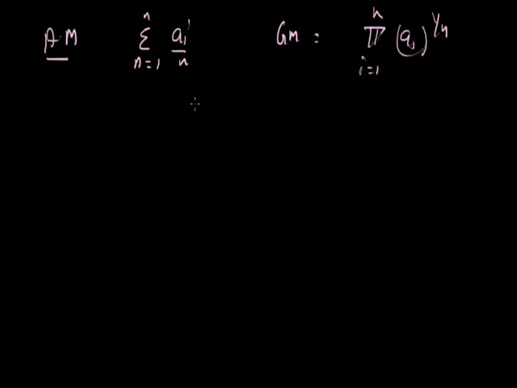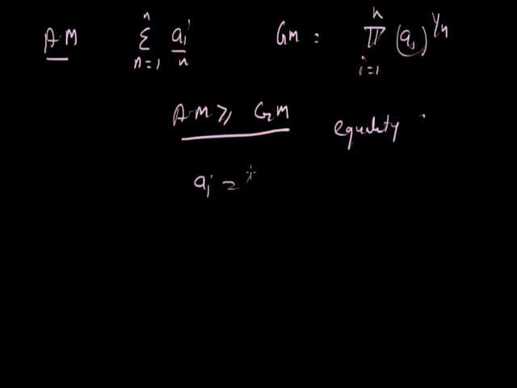So in conclusion, we can say the arithmetic mean is the summation of ai for i equal to 1 to n, divided by n, and the geometric mean is the product of ai for i equal to 1 to n, raised to the power 1 by n. It says that the arithmetic mean is greater than or equal to the geometric mean. And equality holds only when all the terms ai are the same, that means a1 equal to a2 equal to a3 and so on up to an. This is a generalized result, right?